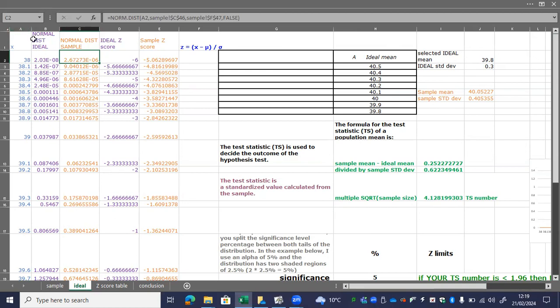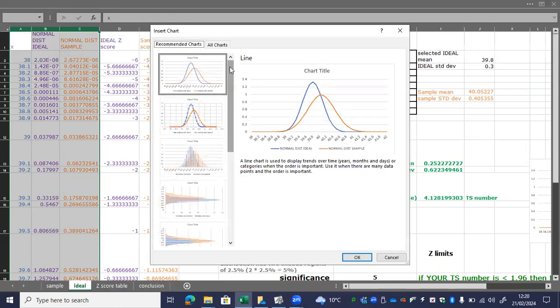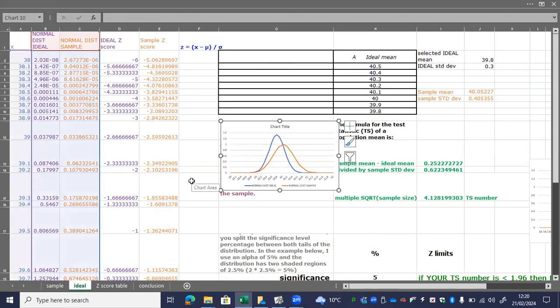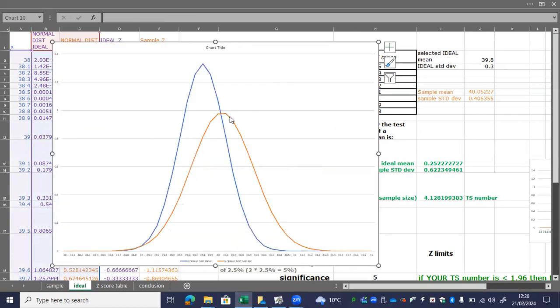If we select those three columns together, we can insert recommended charts for a very quick visual check before we do the analytical approach. We can see that the blue one here is the ideal, and our sample does look significantly shifted. Now we're going to do a test score calculation, to see if it's shifted far enough to support our alternative hypothesis against the 5% significance level.